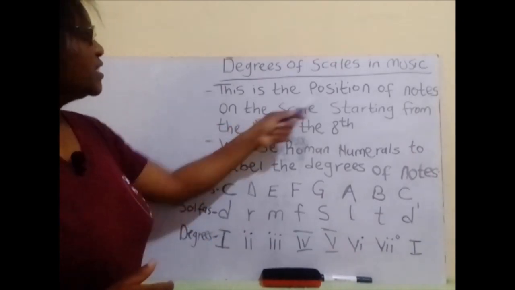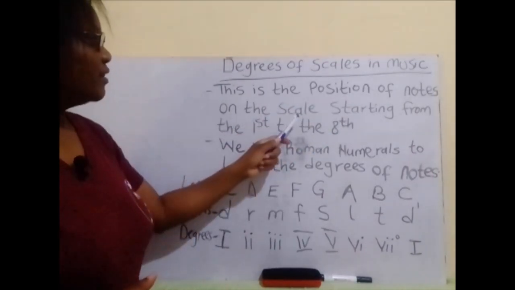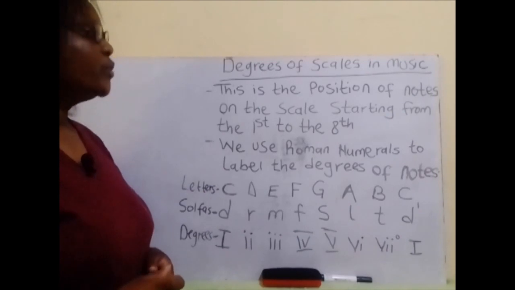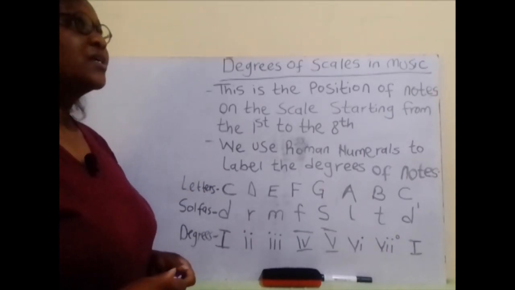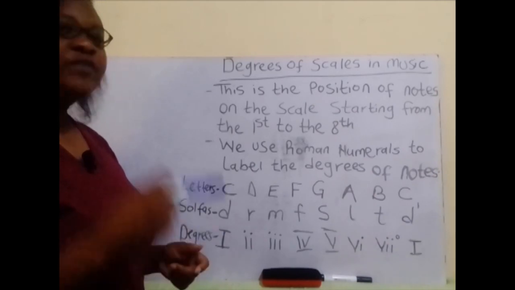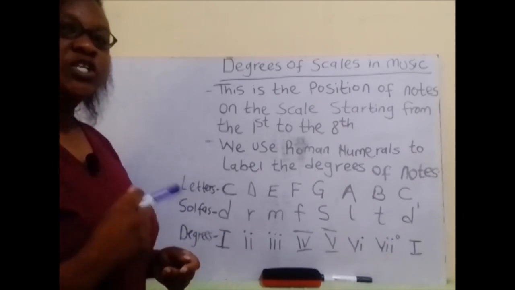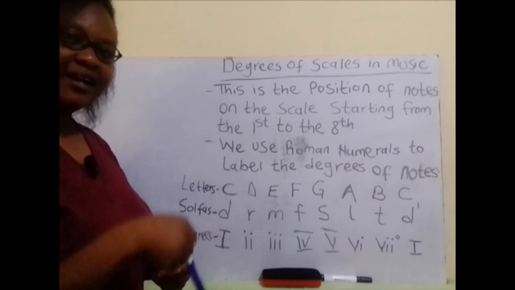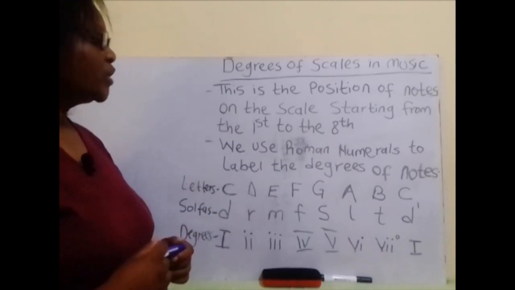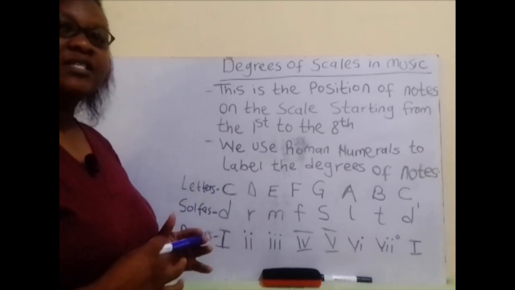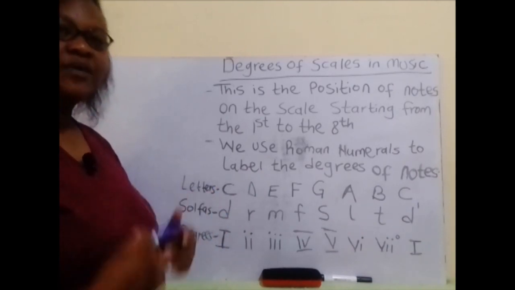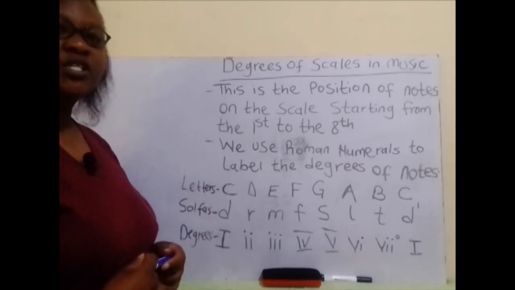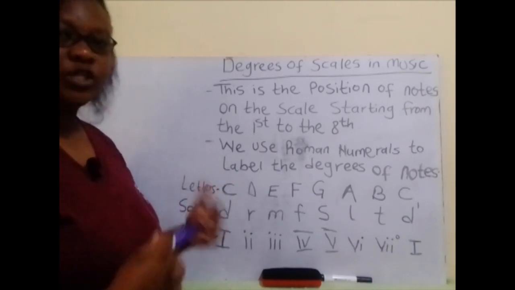Again, this is the position of notes on the scale, starting from the first to the eighth or to the last. What do we mean? In simple words, every music solfa has got its position, which cannot be taken by another solfa or note. For example, we know very well that Do is our first note, Re is our second note, Mi is our third note, Fa is our fourth note, So is the fifth, and so on and so forth.